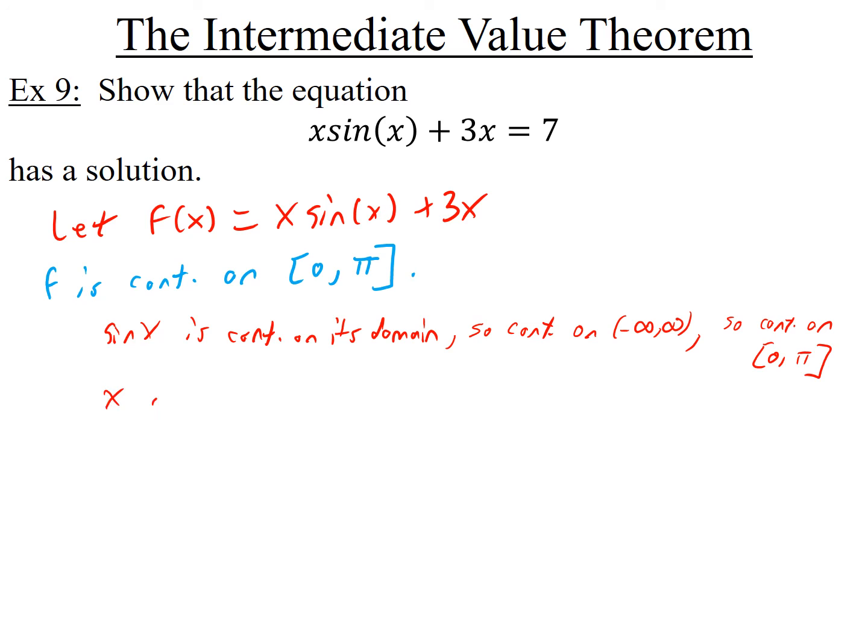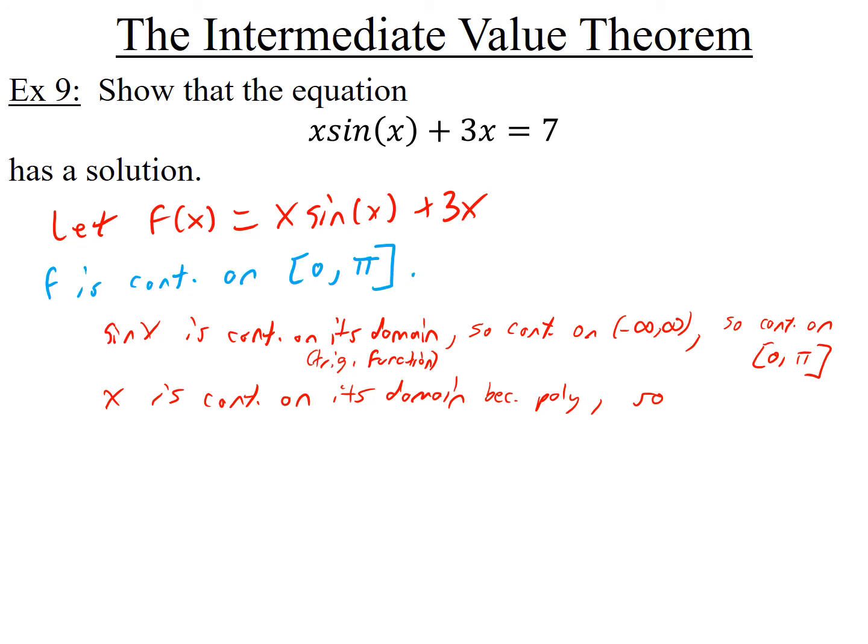Okay, x is continuous on its domain. Oh, maybe I should have written a little more here. So sine is continuous on its domain because it's a trig function. Yeah, write that down. Okay, I'm going to be looking for something like that. So because it's a trig function, sine is continuous on its domain. And x is continuous on its domain because it's a polynomial.